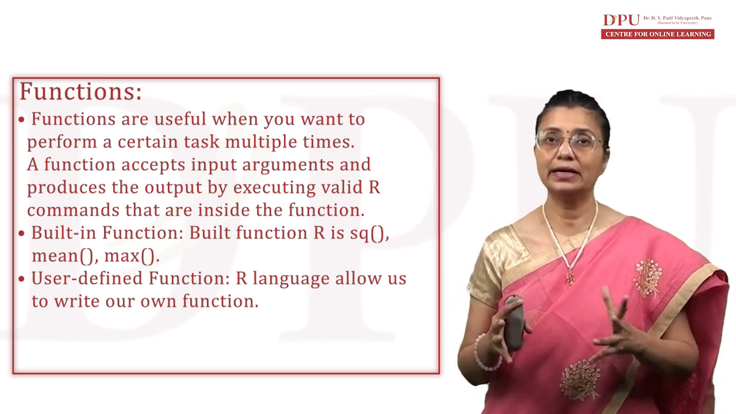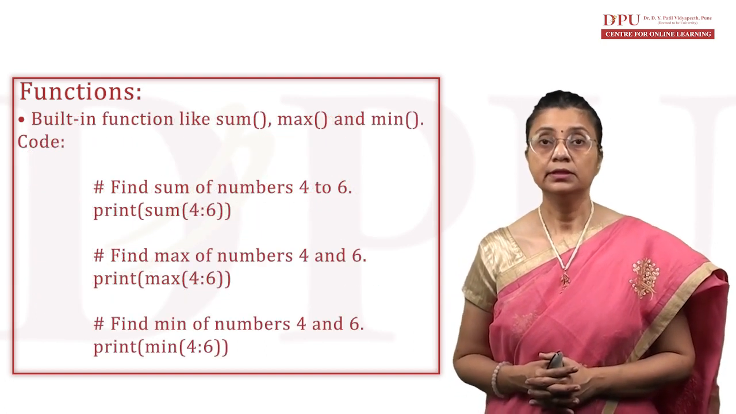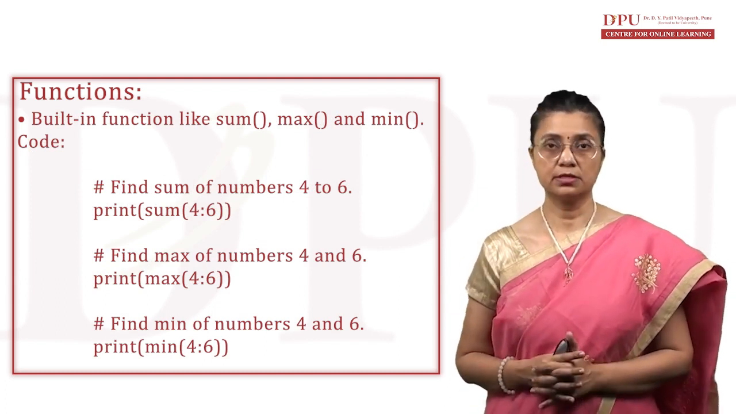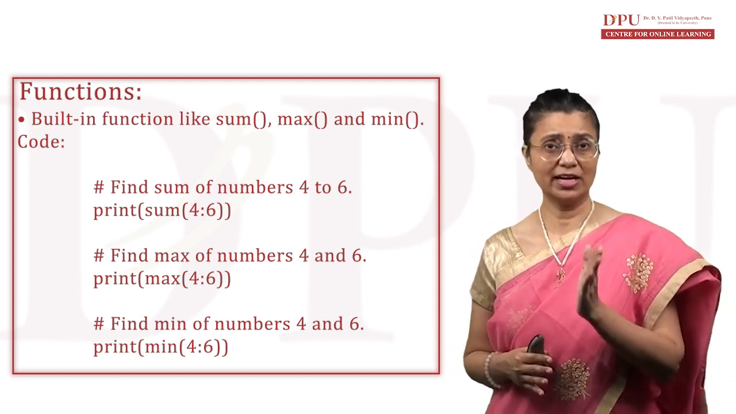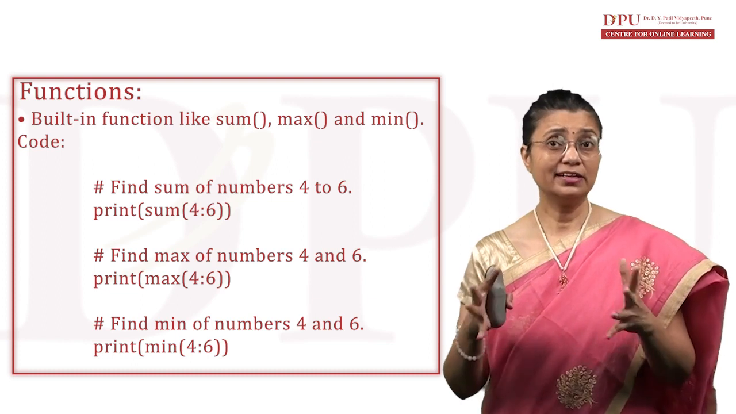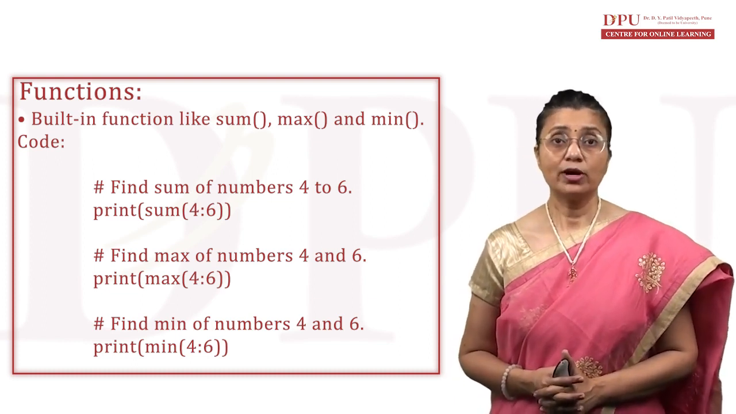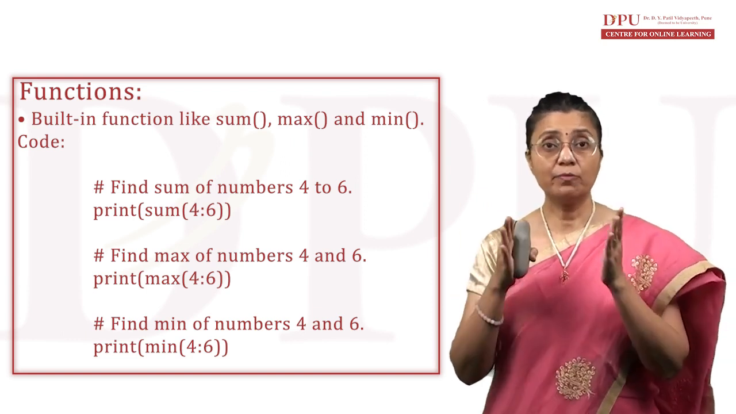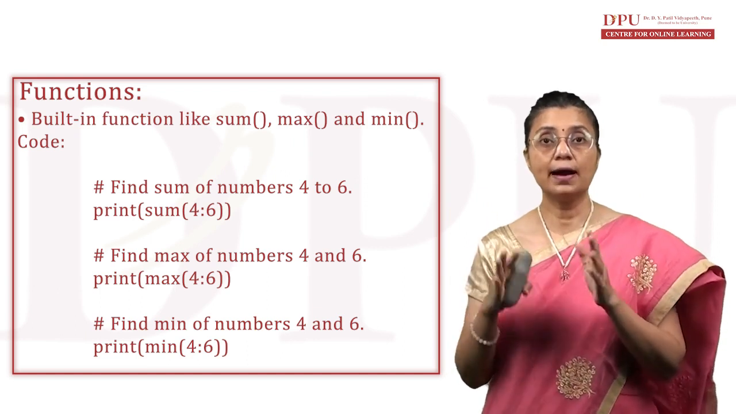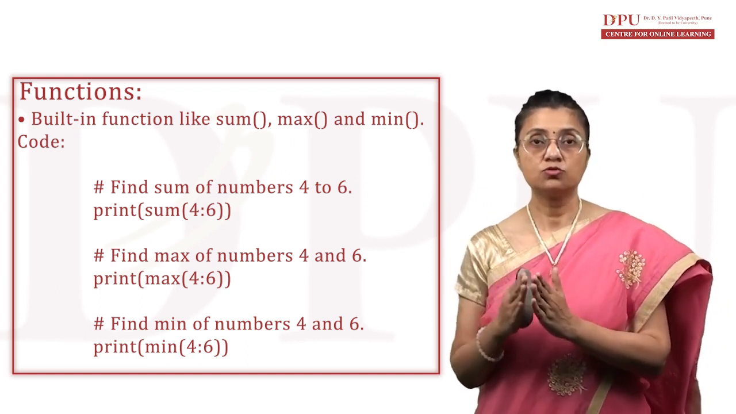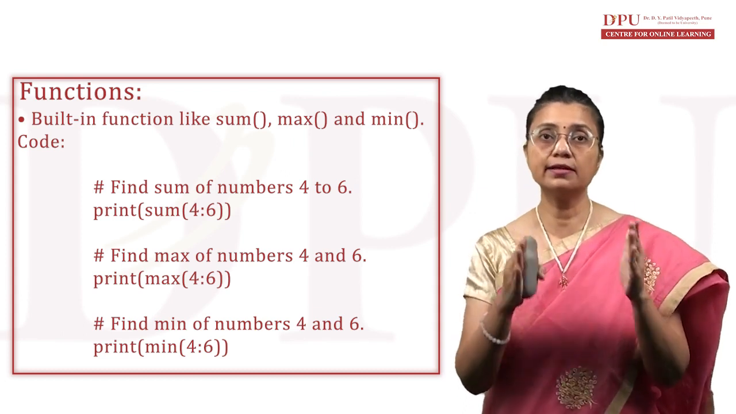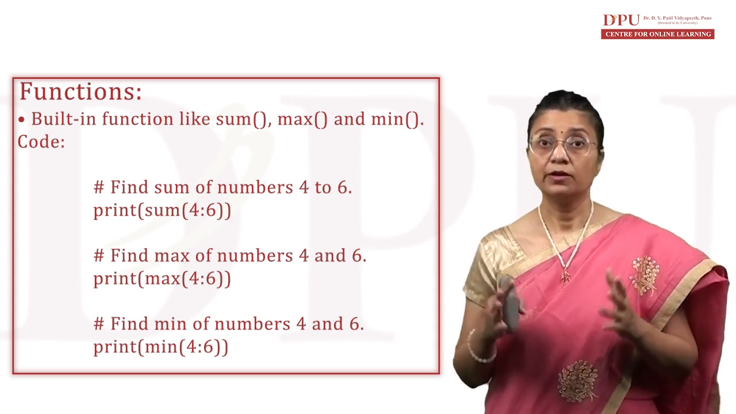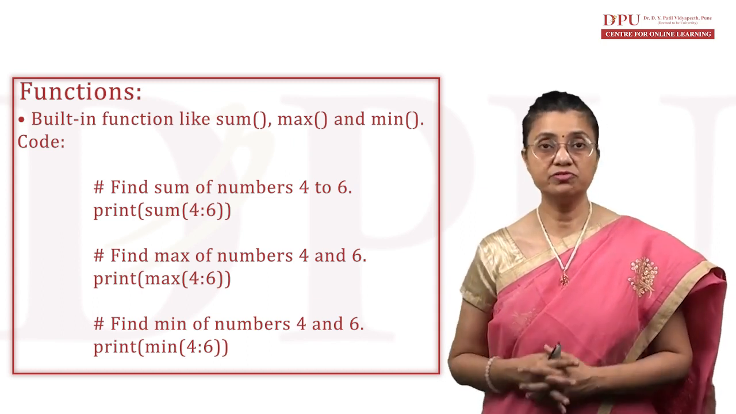So let's have a look at some built-in functions like sum, max and min, which are already present. You can see the first example. Find the sum of numbers 4 to 6. So the problem is 4 plus 5 plus 6, that should be my output. So ideally my output should be 15. So I'm writing print, and print itself is a function. Within print, I'm passing the function sum, and within sum, I'm passing the range, which is 4:6. So I'm passing the sum function inside the print function. And you can see the output is 15 on the right hand side of the PPT. You can see 4 plus 5 plus 6, which becomes 15.